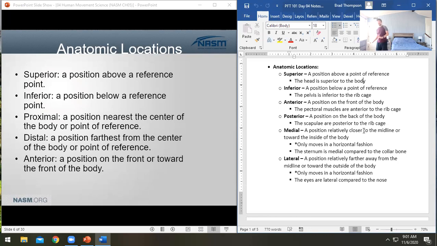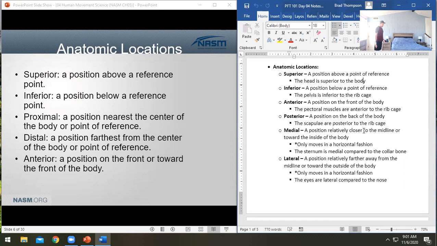Now, if I were doing a handstand, standing on my head, my head's the lowest part of my body, well, other than my hands. But that does not mean that my head is now inferior, because the body position I'm currently in doesn't matter. We are always referring to anatomic locations as if a person was standing like this.